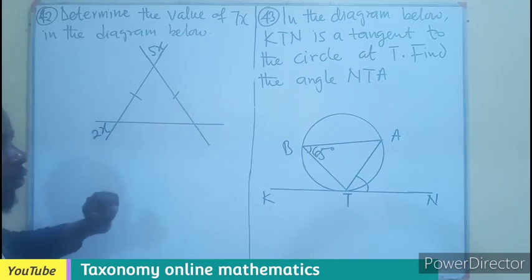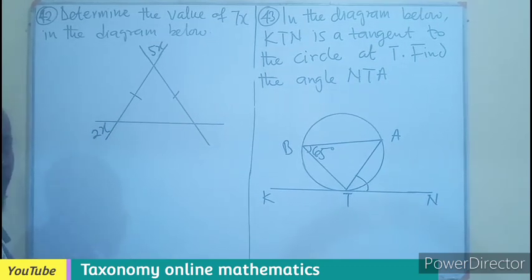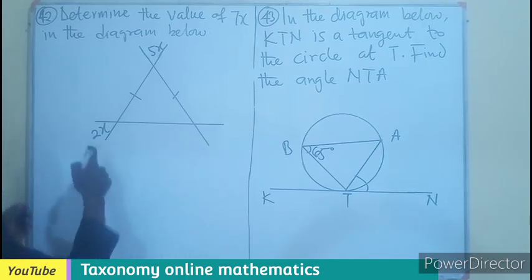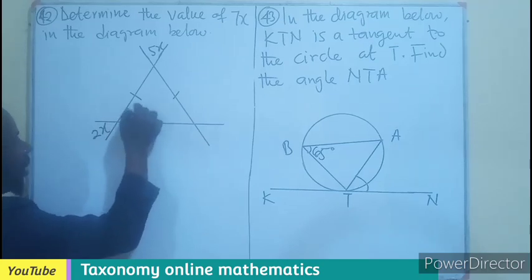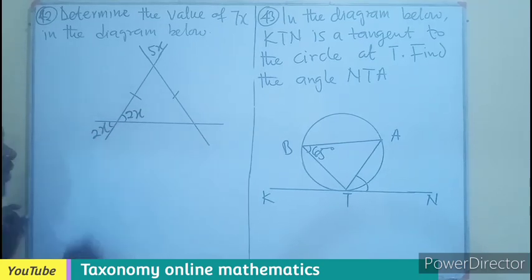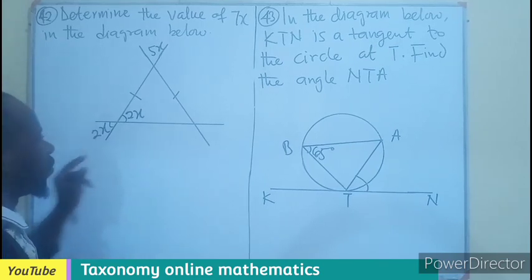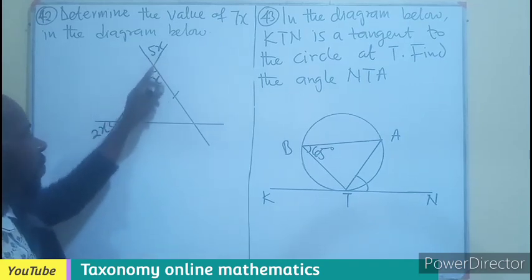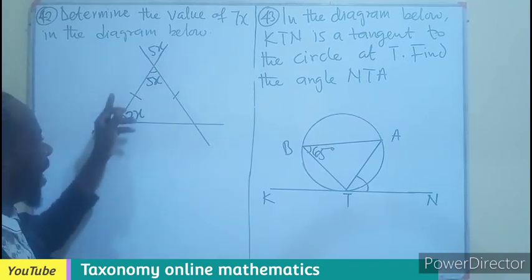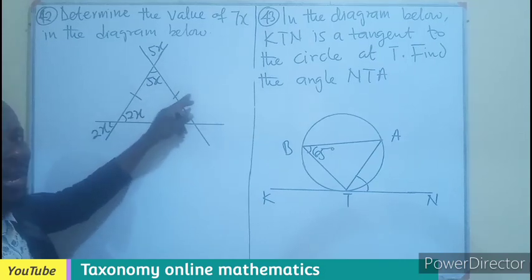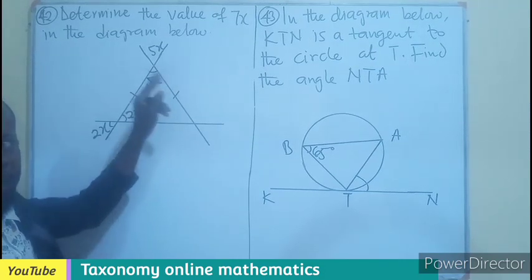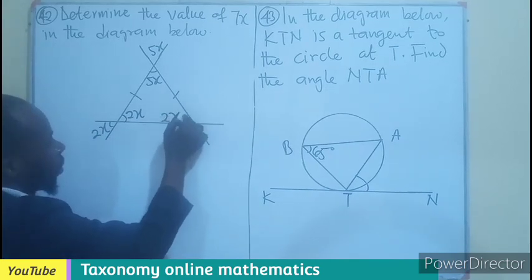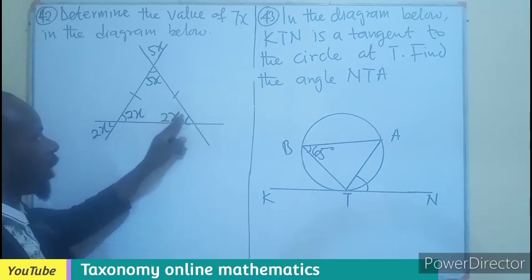We can also bring into bear the property of vertically opposite angle when two lines intersect each other, meaning this angle is the same as what? This angle. Vertically opposite angles are the same. Good. If that is true, then this will also be 5x, because this is also vertically opposite. And understanding that this side is the same, making the triangle an isosceles triangle, meaning the base angles will also be what? The same. So here will be 2x, here will be 2x.